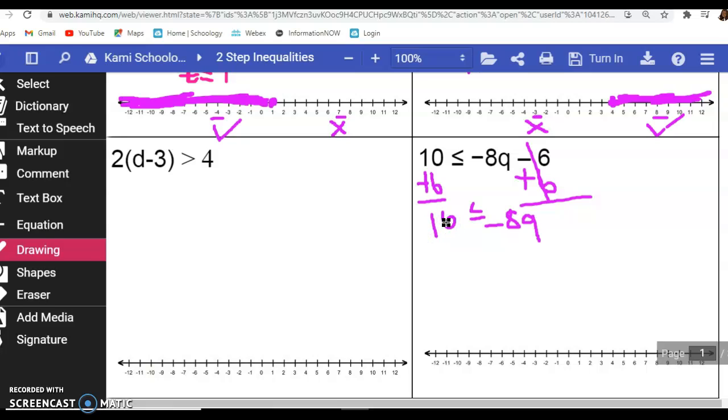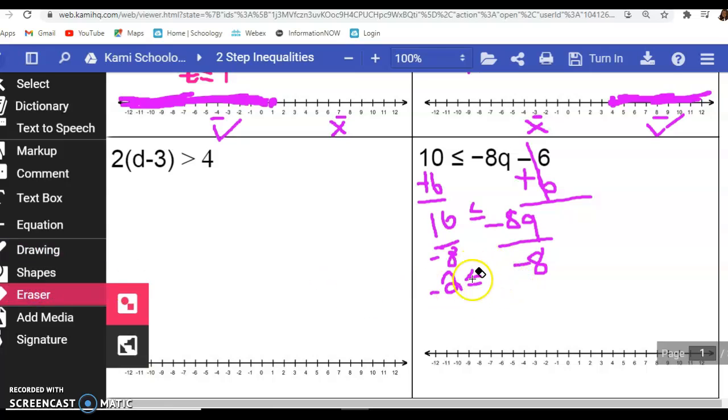And 16. All right, so since this is negative, you have to remember that whenever you're dividing or multiplying by a negative, we flip the sign. So now we're going to have -2, because that's what 16 divided by -8 gives us. And we're going to flip. I already flipped it here. Or did I? No, I didn't. I didn't flip it there.